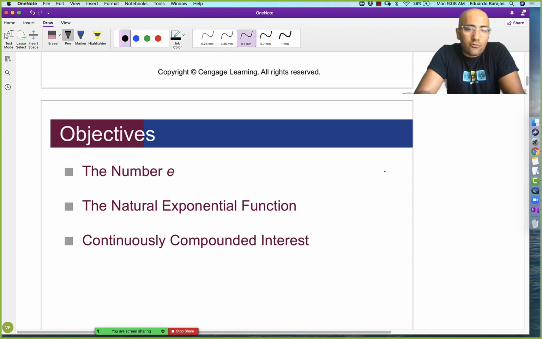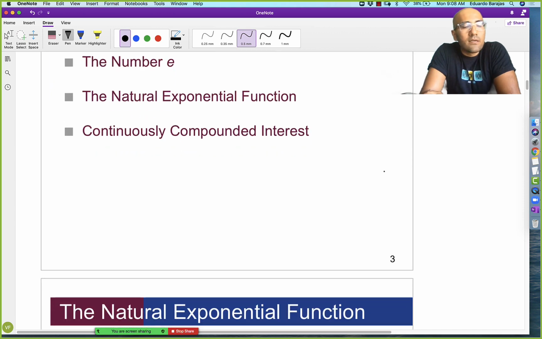We're going to look at the natural exponential function and then continuously compounded interest. So first off, e. What is e? How do we get to e?